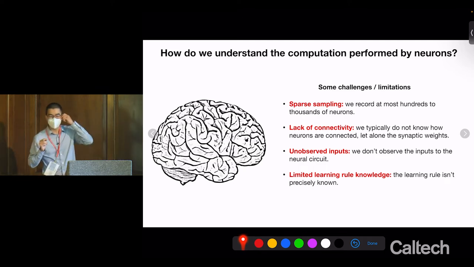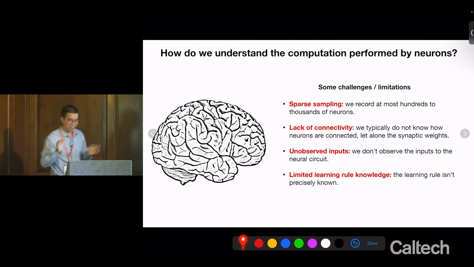I just realized I'm still wearing my mask and I'm going to take it off since this is hard to breathe.